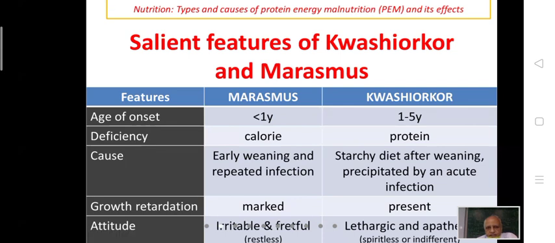The cause in marasmus is early weaning and repeated infections, and in kwashiorkor it is a starchy diet after weaning, precipitated by an acute infection. So in marasmus, repeated infection makes the child die, whereas in kwashiorkor, acute infection creates mortality. Growth retardation is marked in marasmus, and it is also seen in kwashiorkor. Appearance is normal in marasmus, but anorexia, that means loss of appetite, is seen in a kwashiorkor child.